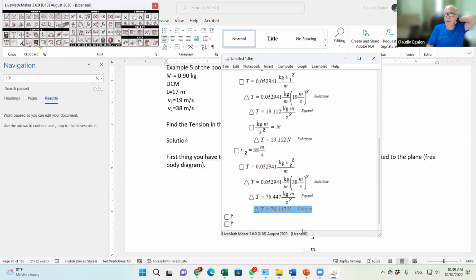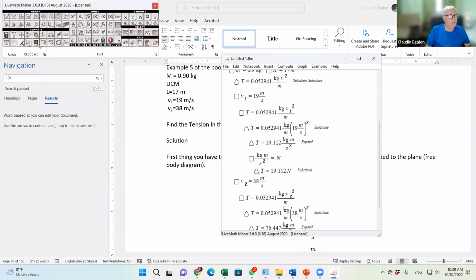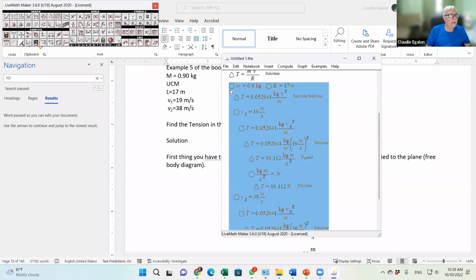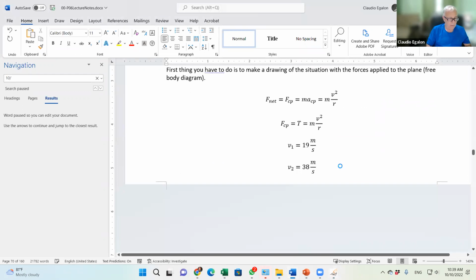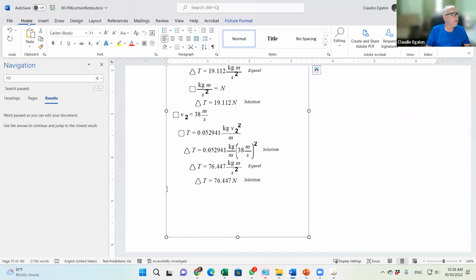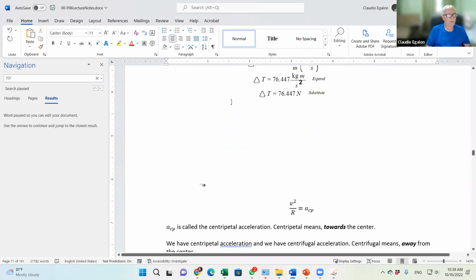So you have to be careful to use a string that can sustain that much force. If you use a string that's not strong enough, the guideline is going to break and you'll lose your model airplane. Okay? So I'm going to copy and paste it here. That's one example.